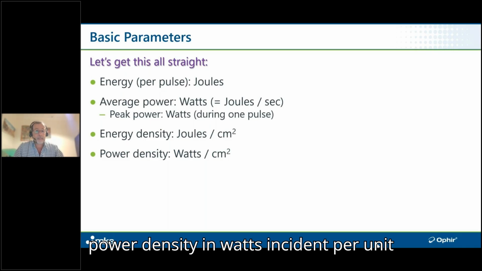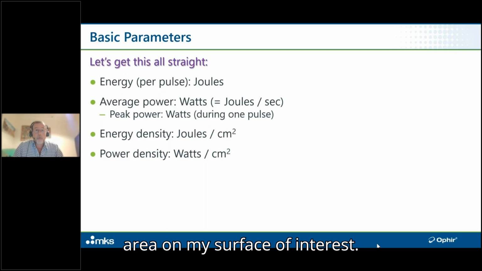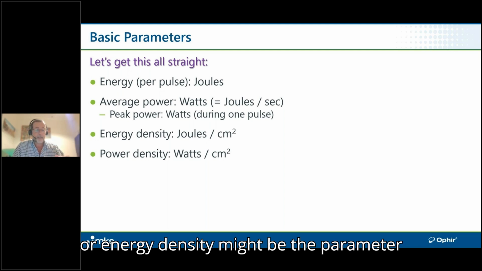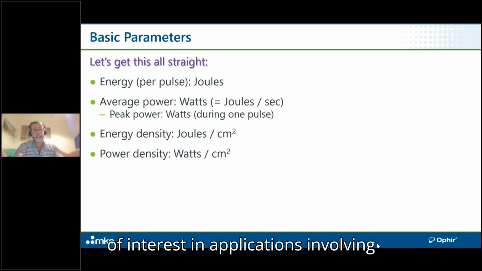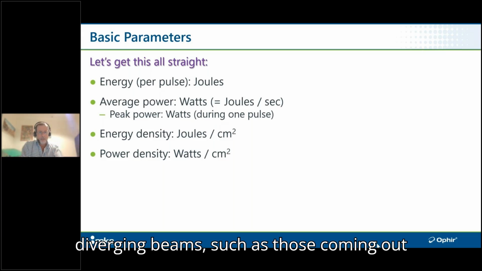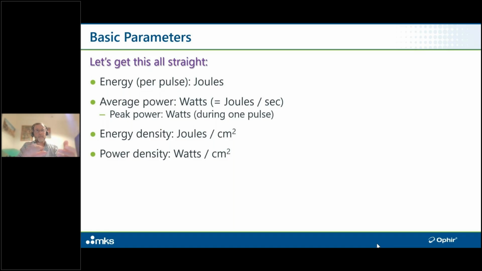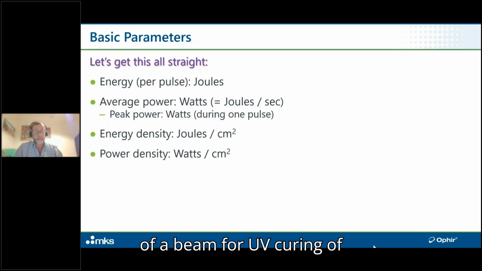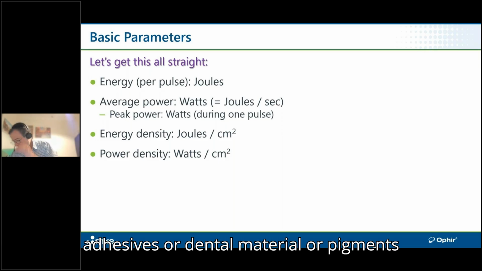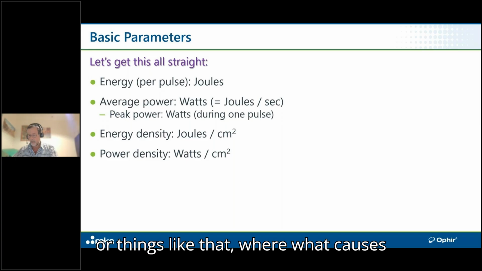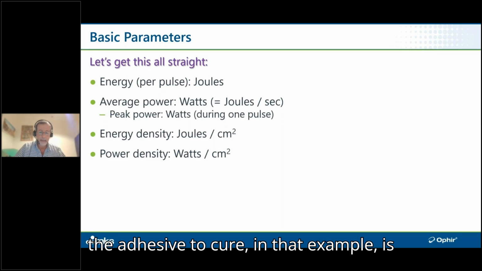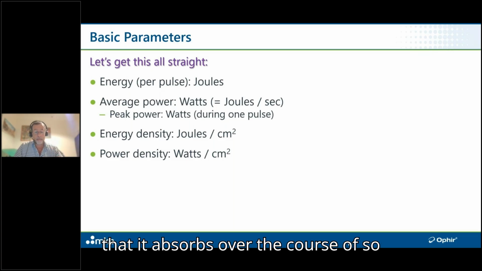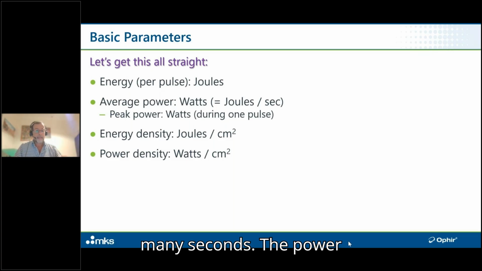Typical applications might use that kind of a beam for UV curing of adhesives or dental material or pigments or things like that, where what causes the adhesive to cure in that example is the total number of joules per unit area that it absorbs over the course of so many seconds. The power density incident on the surface, that's often called irradiance. I think I stepped on my microphone. Okay, hopefully not. Or the cumulative energy density deposited over some time window might be the critical parameter in that given process.